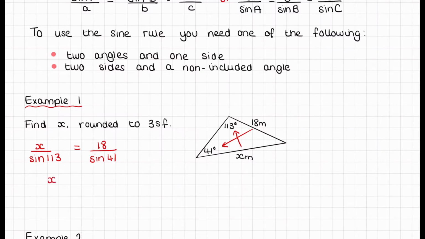From here I can rearrange. To get rid of the divide by sine 113, I can multiply that to the other side. So I'll get 18 multiplied by sine 113 divided by sine 41. This is why I like to put my unknown on the numerator of the fraction, because it means the rearranging is just easier. Put that straight into your calculator and we'll get x is equal to 25.3 metres to 3 significant figures.